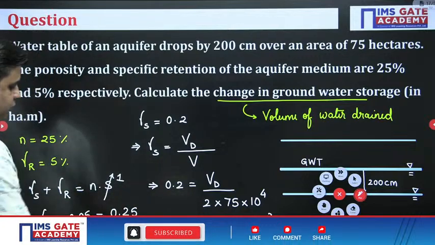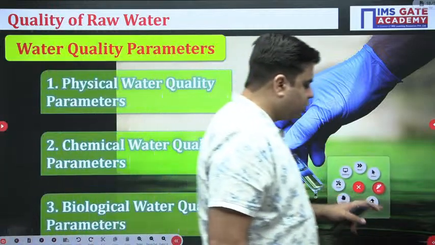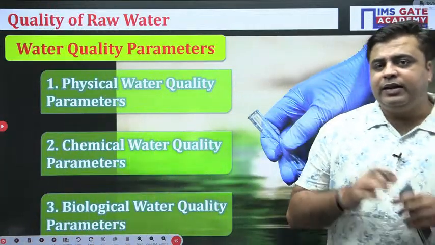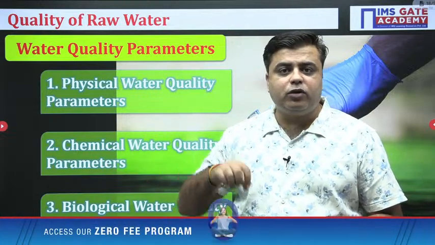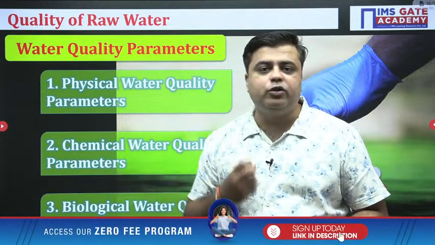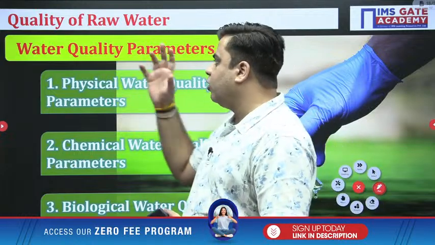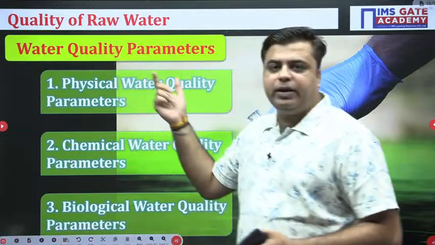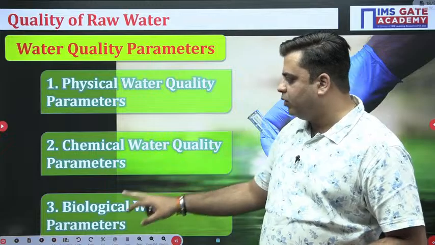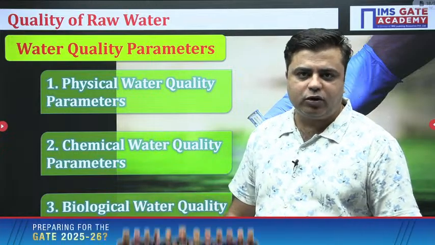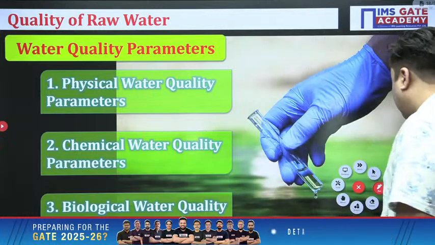Moving ahead, next, after analyzing the sources of water, we need to extract this water, and after extracting the water, we don't directly take it into use. We have to analyze the quality of water. The water quality is analyzed using water quality parameters, which are of three types: physical, chemical, and biological water quality parameters. All these three are used to analyze the quality of water.